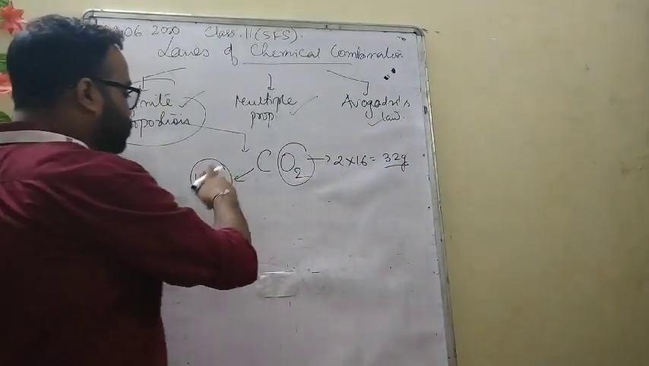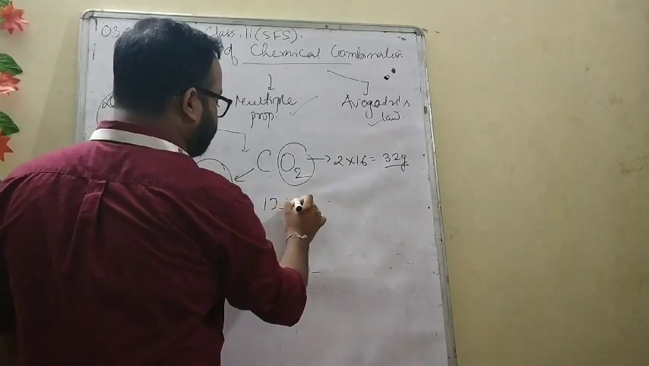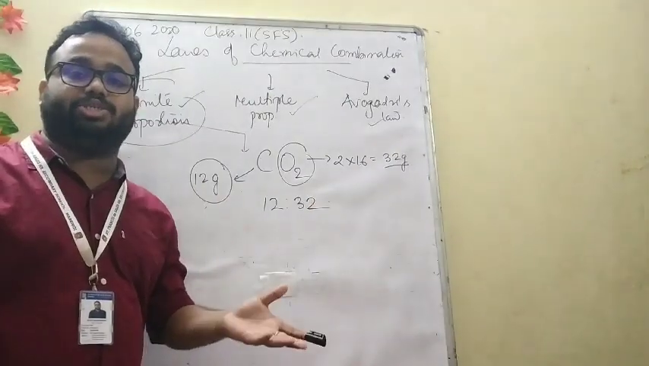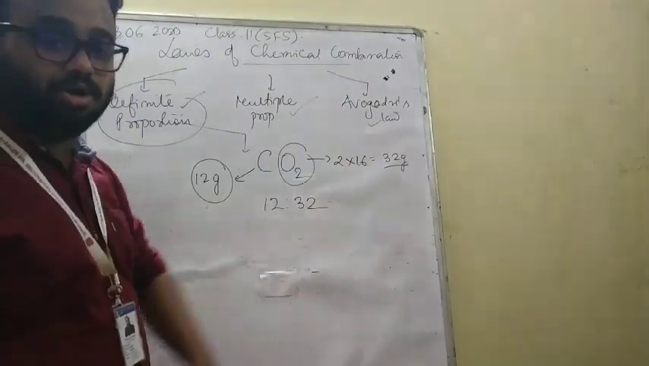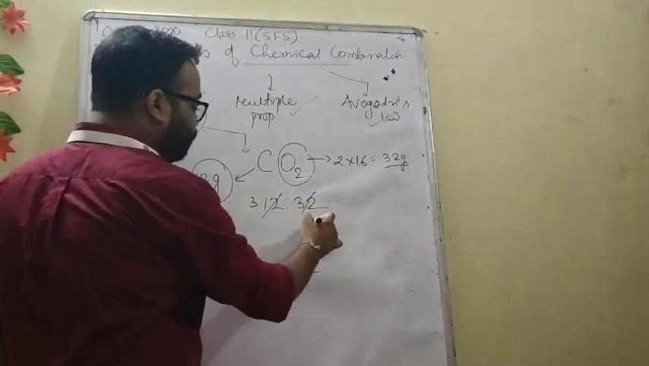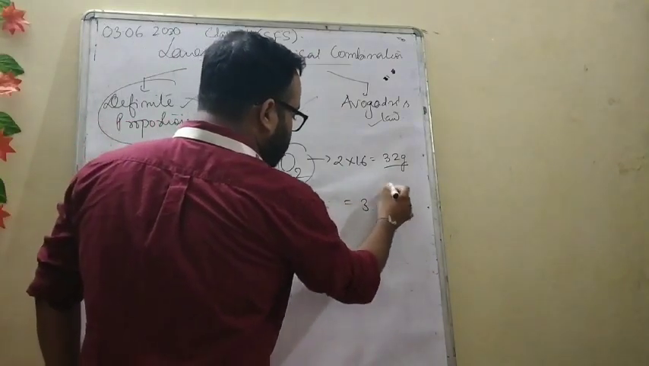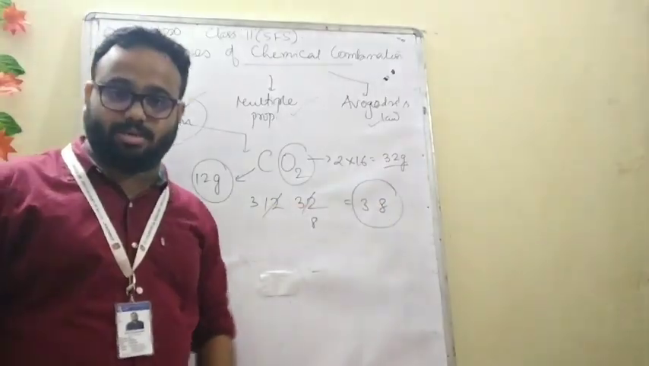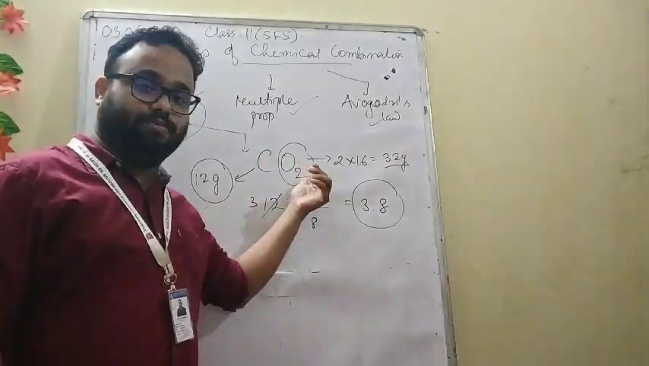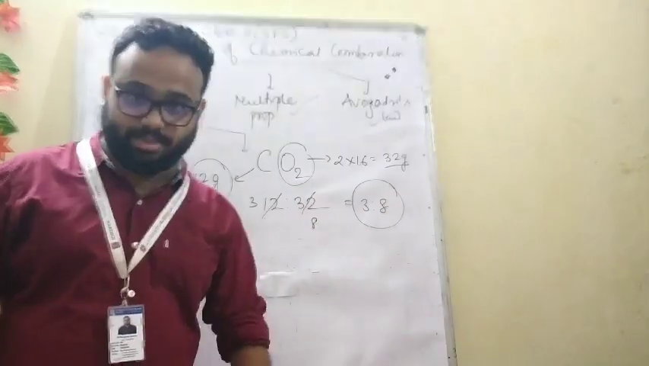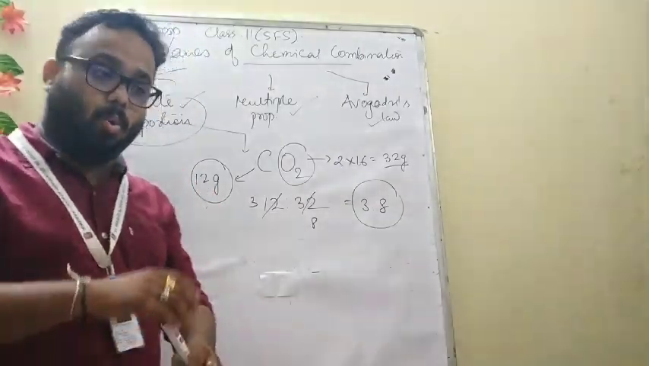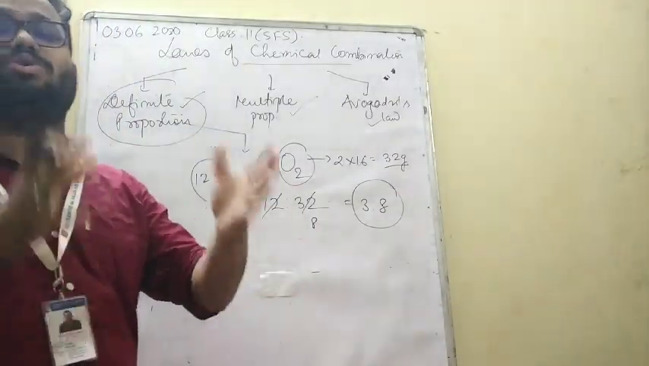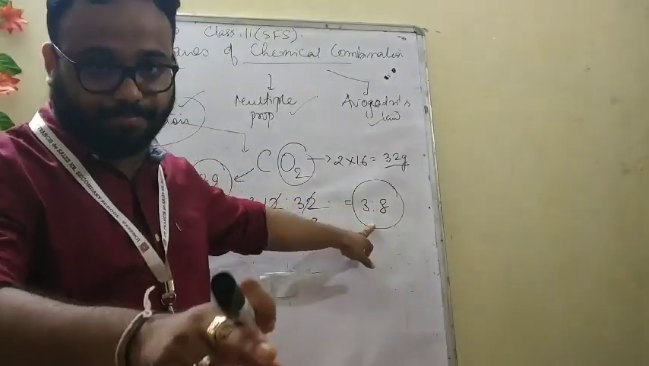So what is the ratio of carbon to oxygen? 12:32 is the ratio of the mass of carbon and oxygen. 4 threes are 12, 4 eights are 32, which means the ratio of the elements in carbon dioxide is 3:8. The mass of carbon to the mass of oxygen is 3:8. Now whatever amount of carbon dioxide you take, this ratio will remain the same.